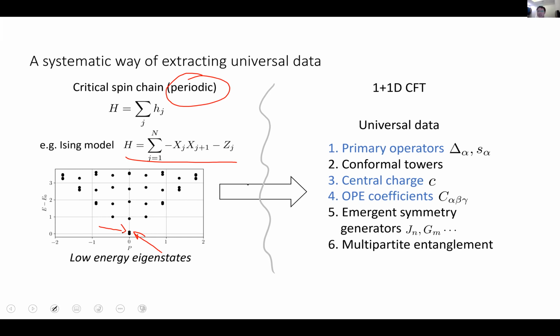On the right-hand side, we list a number of universal data that we can extract from this low-energy spectrum, which includes all the primary operators, conformal towers, central charge, OPE coefficients, and so on. For those who don't know about CFT, that's fine. Take these as numbers which describe the universal behaviors of the critical quantum spin chain. The primary operators, central charge, and OPE coefficients are what we normally call conformal data, and they completely determine the CFT, which means that they completely determine the long distance behavior of the quantum spin chain. There are other interesting things also: conformal towers, emergent symmetry if there's any apart from conformal symmetry, and also the entanglement properties of the CFT.